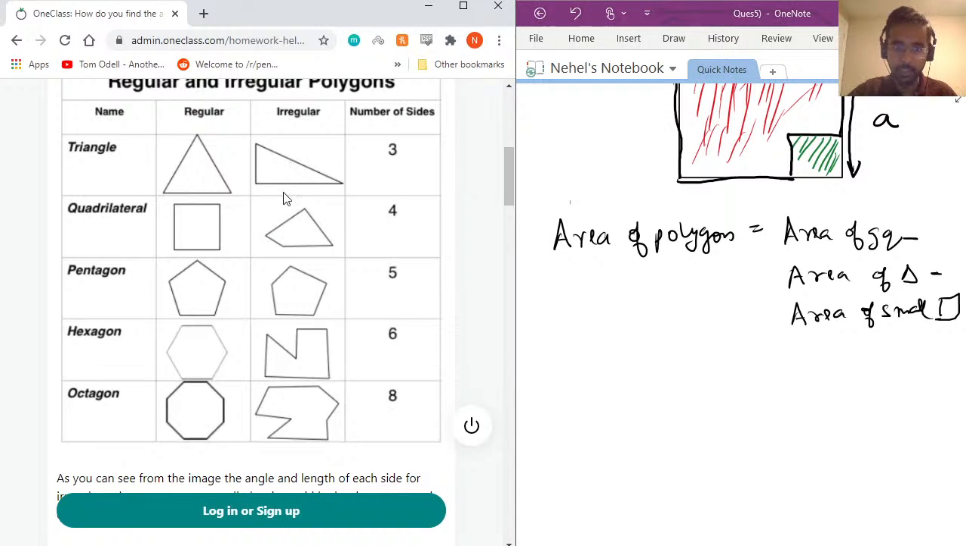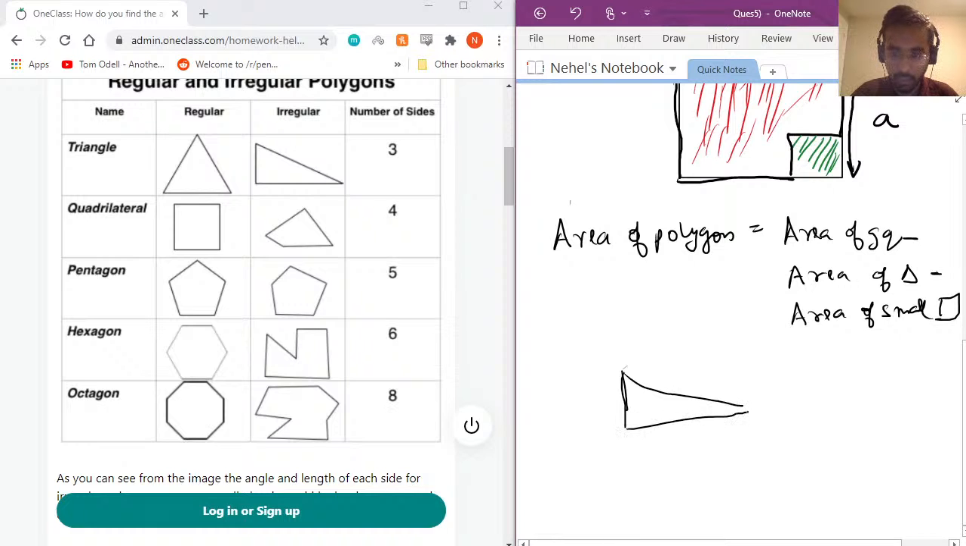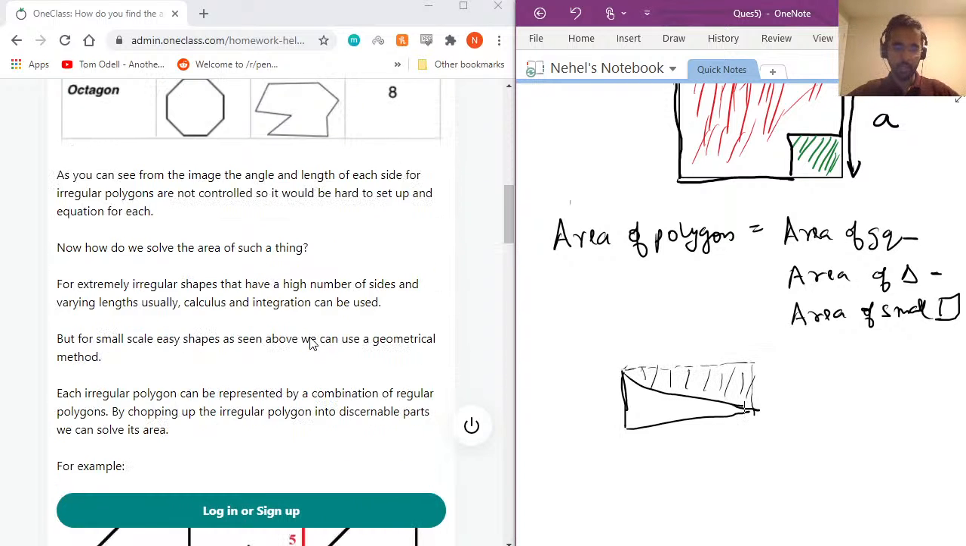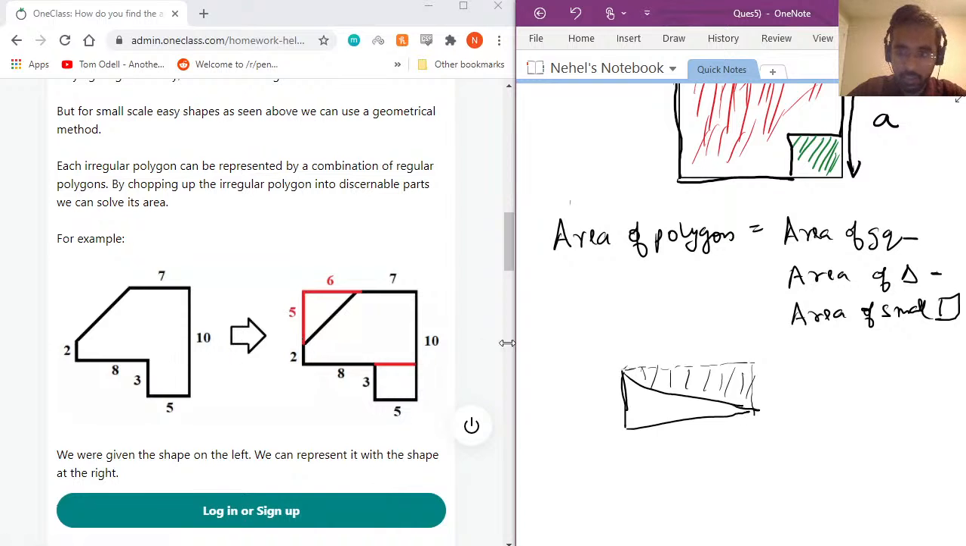So if I look at this, let's say for the triangle example, if I'm given this as my irregular polygon, what I can do is, in my mind, I can add a dotted line and say, oh, this is actually a rectangle, but I've just cut out this triangle from it. So if I subtract the area of the rectangle minus this triangle, I'll get this triangle's area. Stuff like that. Okay, so they've done a similar thing.